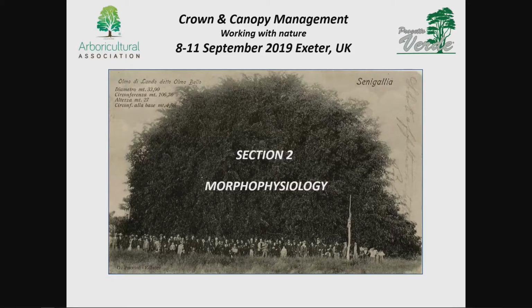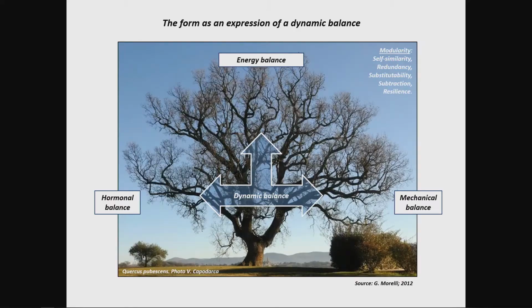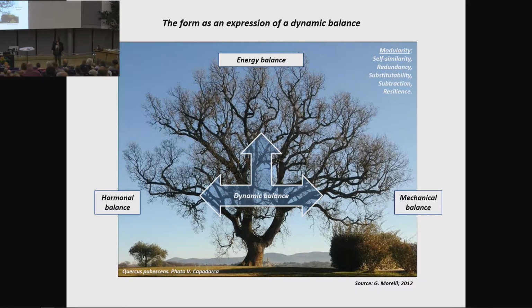So we get to morphophysiology. Morphophysiology is a key, a way to read the tree. The tree reaches a dynamic balance. We can say that the form is an expression of this dynamic balance. We can talk about energy balance, hormonal balance, or mechanical balance. Of course, the tree does not divide into three types, but it helps us to understand the tree better.